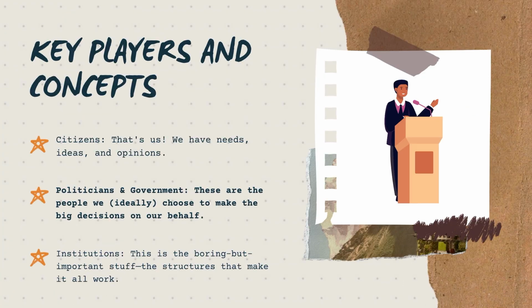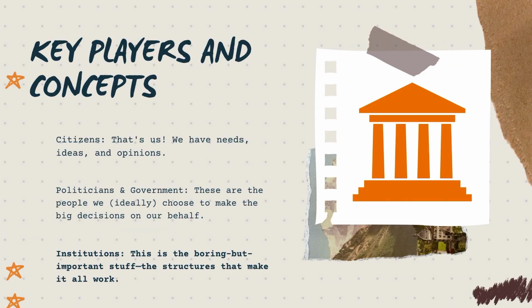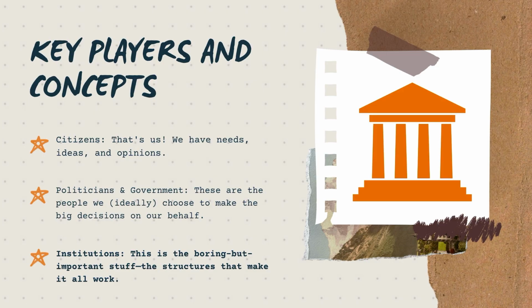Next are politicians and government. These are the people we ideally choose to make the big decisions on our behalf. They create laws, or the rules of the game, if you will, and manage things like taxes and services. Apart from this, the last key player would be institutions. This is the boring but important stuff, the structures that make it all work. Think of it as the parliament, Congress, courts, and even the constitutions. These are the rule books and playing fields of politics. They keep things stable even when the players change.